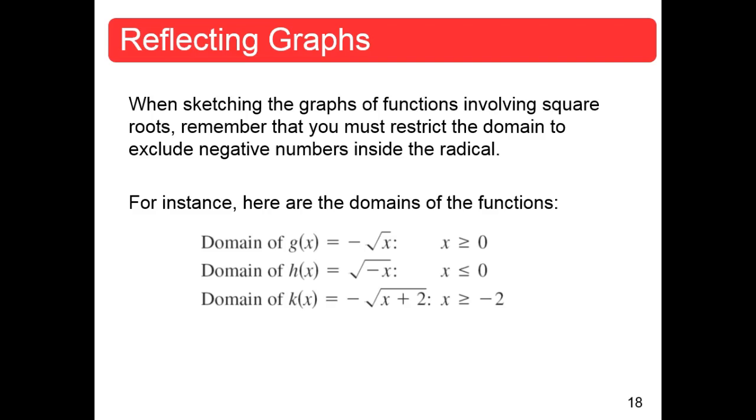X greater than or equal to 0, because what's in here has to be non-negative. How about this one? Less than or equal to 0, because what's in here has to be non-negative, in other words, positive, and this has to be greater than 0, so therefore minus X has to be less than 0.